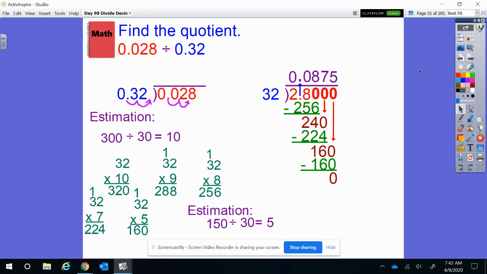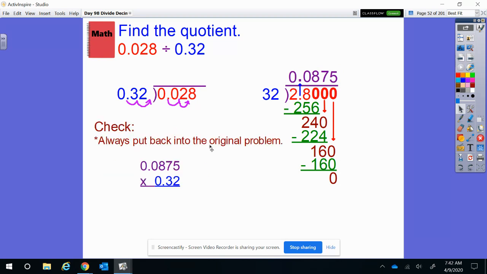But hold on a second. So that would be read as 8... let's see, tenths, hundredths, thousandths, ten-thousandths. So that would be read as 875 ten-thousandths. Again, that's the tenths column. There's the decimal point. Tenths, hundredths, thousandths, ten-thousandths. 875 ten-thousandths.